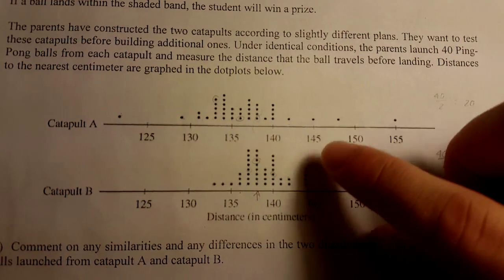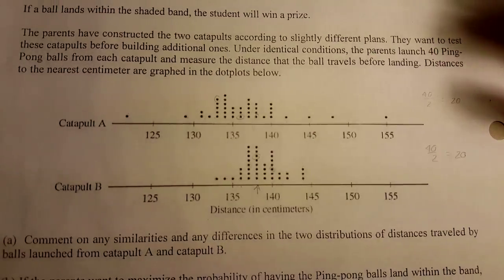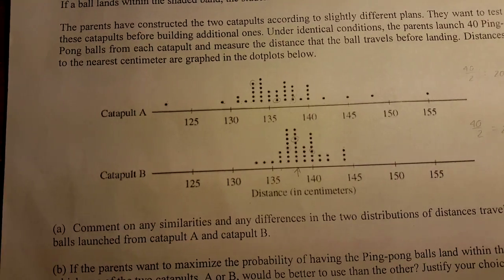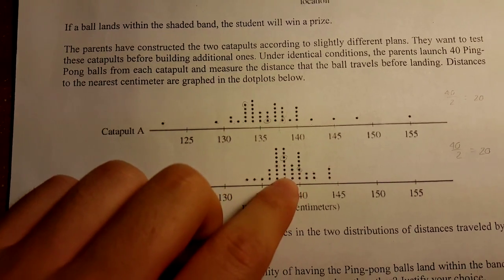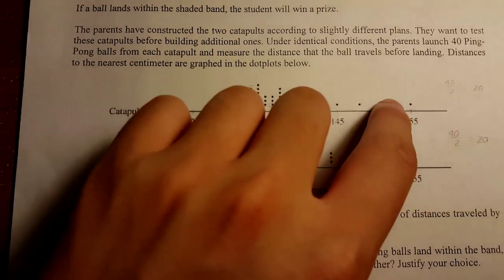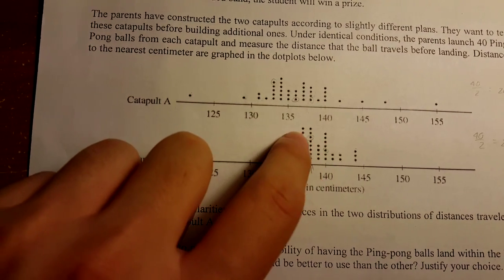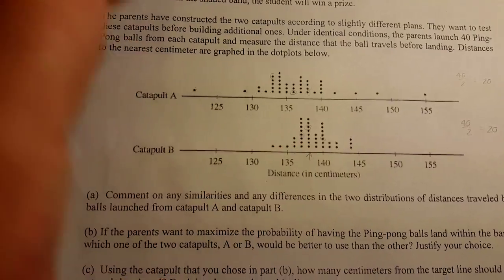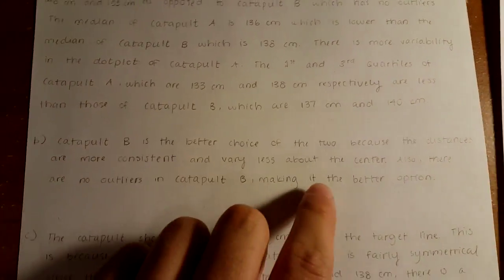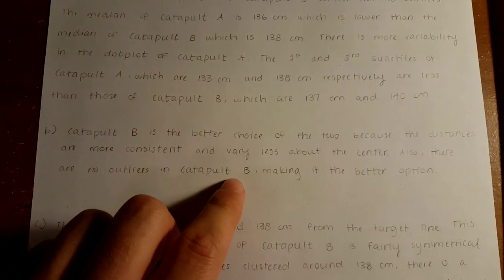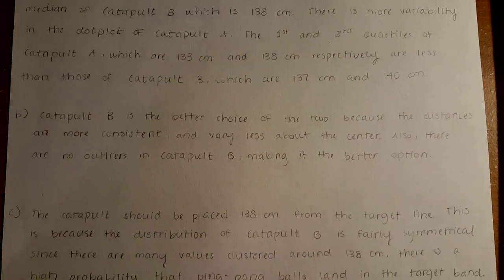As you can see, that's true. There is less variability, like you said. Well, this has a bunch of outliers. This is just kind of consistent. It stays kind of clustered around the middle. And also, there are no outliers in catapult B, making it the better option.